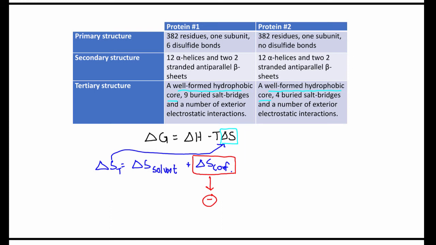Now, at the same time, delta S of the solvent is going to be much different. In the unfolded state, all the hydrophobic side chains are exposed to the water, meaning that water has to interact with them, and the water molecules interacting with the unfolded protein, in particular the hydrophobic side chains, are going to adopt these clathrate cages. So that's a very ordered and structured form of water.